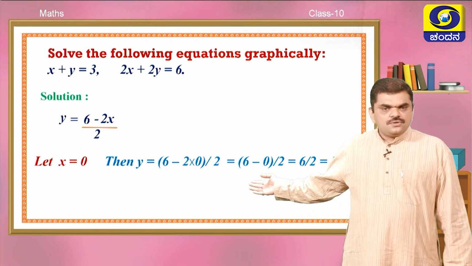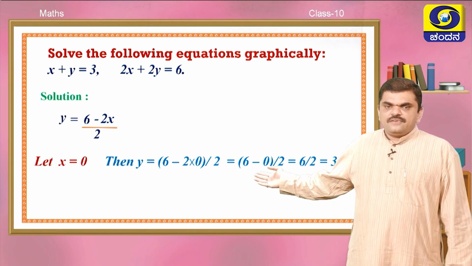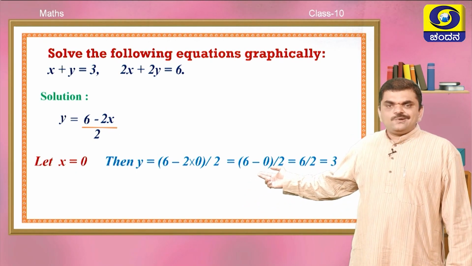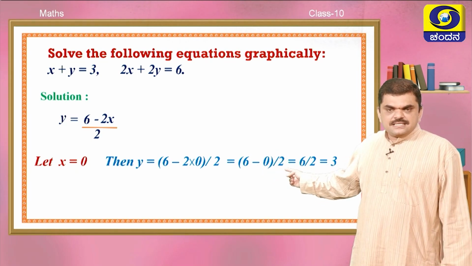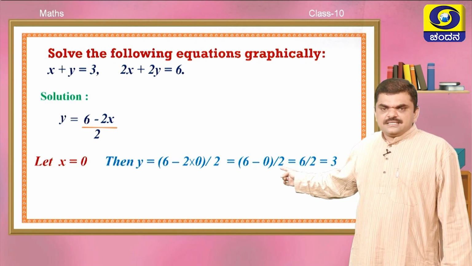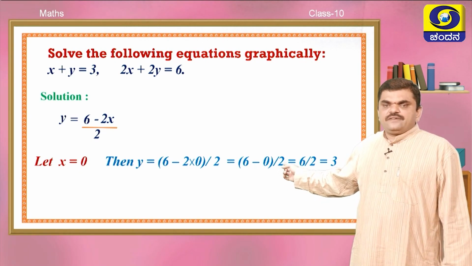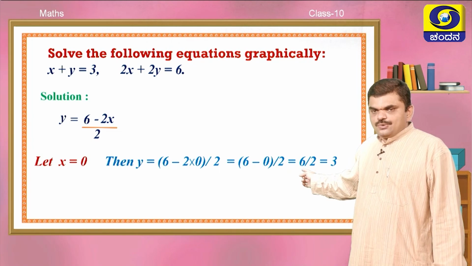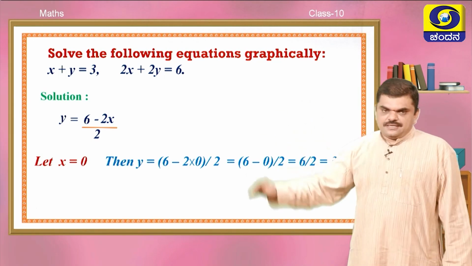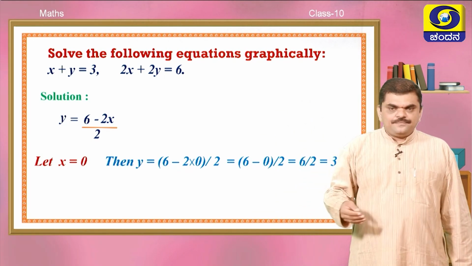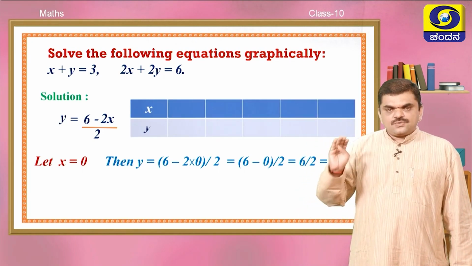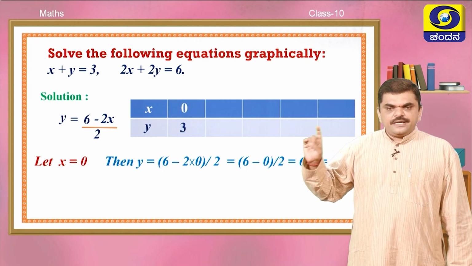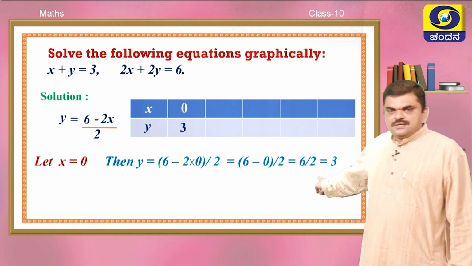x is equal to 0. When x is equal to 0, y is equal to (6 minus 2x) divided by 2, that is 6 minus 2 into 0, that is 0, so 6 minus 0 divided by 2, that is 6 by 2, that is 3, children. What is the next step? Yes, create a table x, y. When x coordinate becomes 0, y coordinate becomes 3.